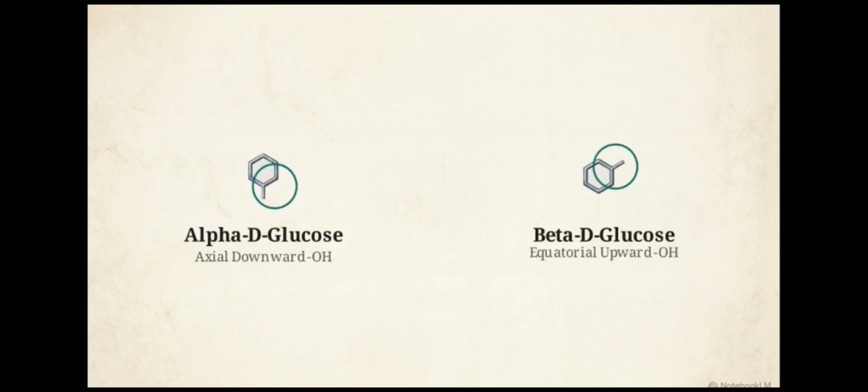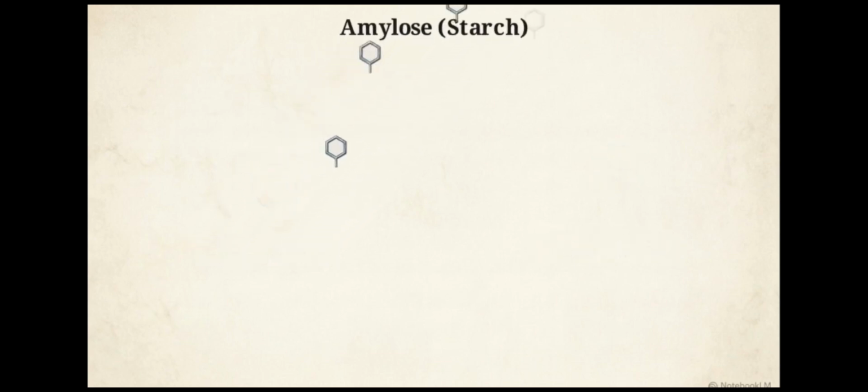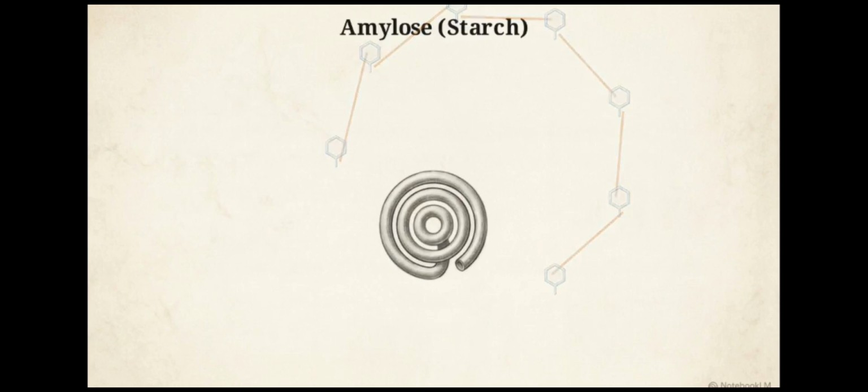This closure yields two distinct geometric isomers: alpha D-glucose with an axial downward hydroxyl, and beta D-glucose, where it points equatorially up. String thousands of alpha D-glucose molecules together via alpha-1,4 glycosidic linkages, and you get amylose, the primary component of starch. The repeating downward geometry of those alpha bonds physically forces the polymer chain to curve. It coils into a right-handed helix. This open, helical structure is highly soluble in water and perfectly fits the active site of human amylase enzymes, allowing us to break it down for energy.